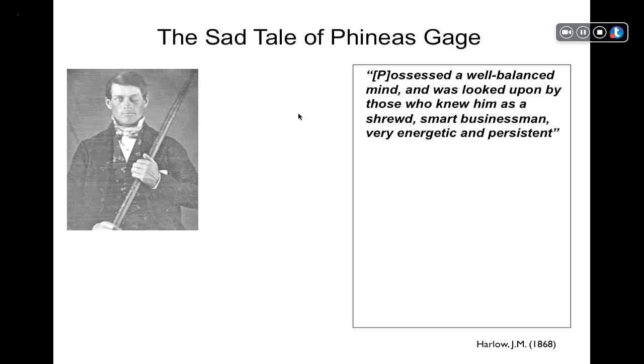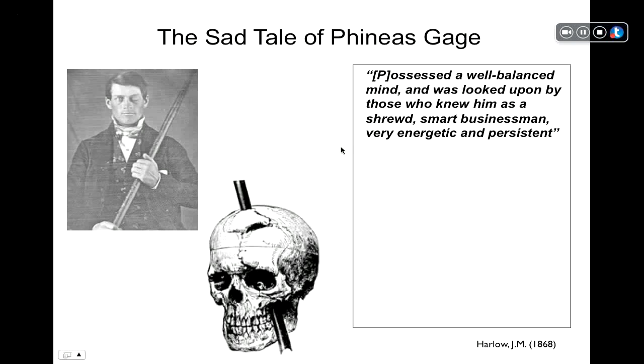This is a description of Phineas Gage before this spike went through his head. He possessed a well-balanced mind and was looked upon by those who knew him as a shrewd, smart businessman, very energetic and persistent. Then came the horrible accident that involved the spike he's holding entering his lower left cheek, exiting the top of his skull, essentially going right through his head. Thereafter, he was not the same kind of person. This is an artist's rendering of what happened to Phineas Gage.